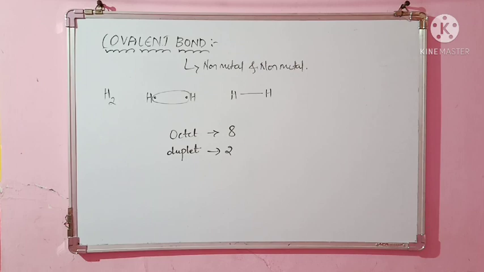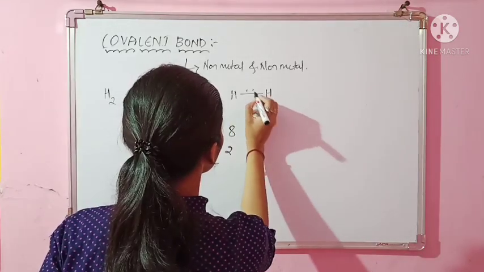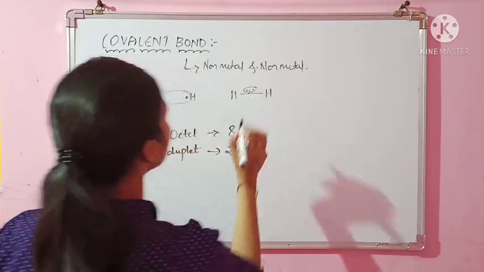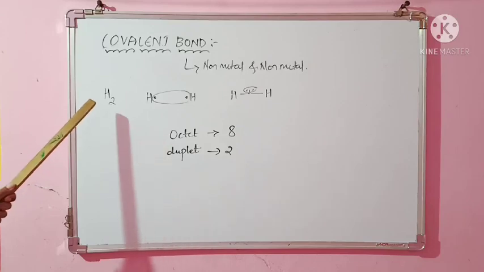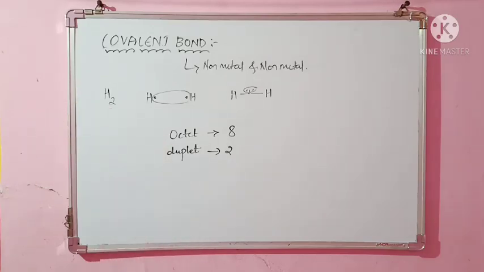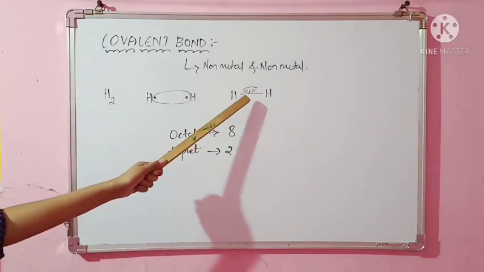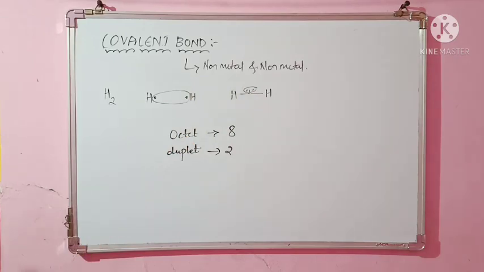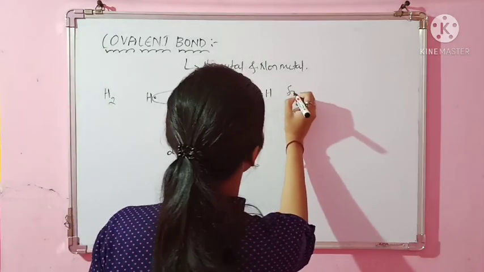A covalent bond is formed by sharing of electrons, not the transfer of electrons. So this one bond indicates what? Two electrons. This bond itself indicates 2 electrons shared between your hydrogen atoms. Since only 2 electrons are involved in this bond formation, it means 1 electron from each. Since it is 1 electron sharing, it is said to be a single covalent bond.